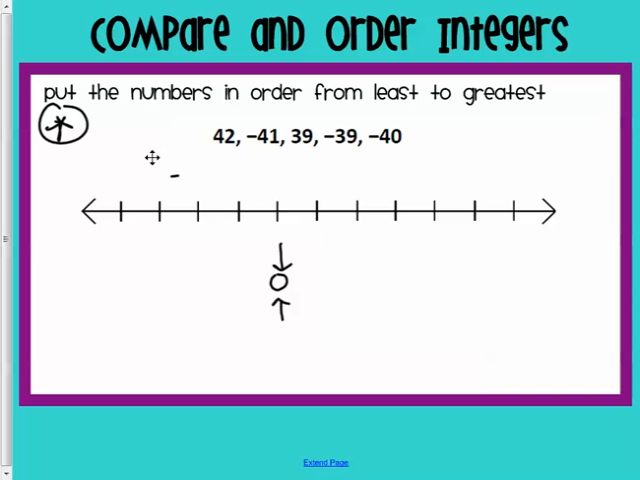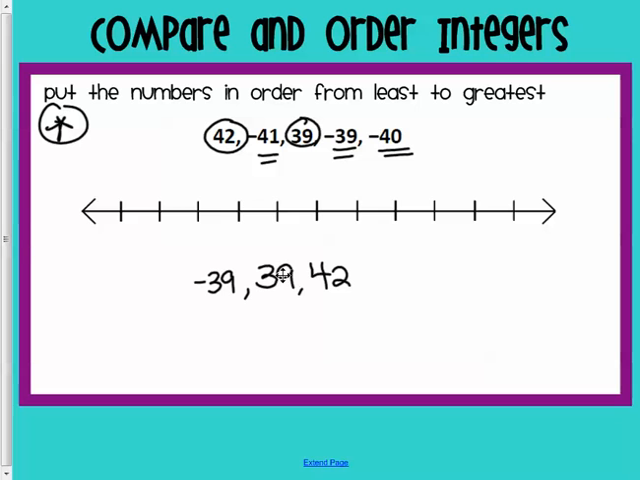Okay, so for me, I'm going to look at the positives, and 39 is smaller than 40, so I'm going to start with 39 and then 42. And then I'm going to look at these. Who's closest to 0? The 39 is, so I'm going to do negative 39 is lesser, and then negative 40, and finally negative 41. So the least of my numbers is negative 41. It's further along on the left on the number line.